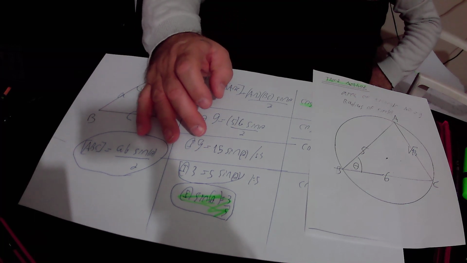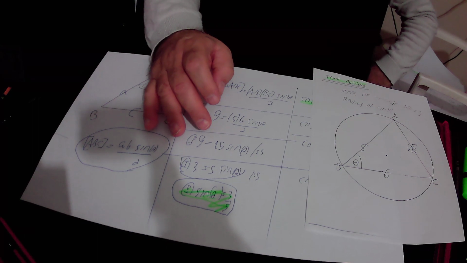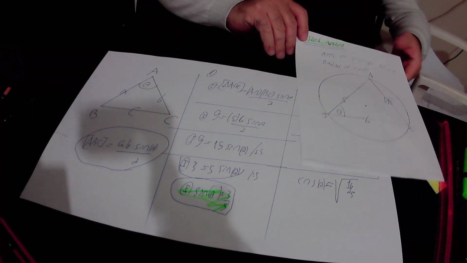We divided this equation by 5 and found that according to equation number 1, sine theta equals 3 fifths.